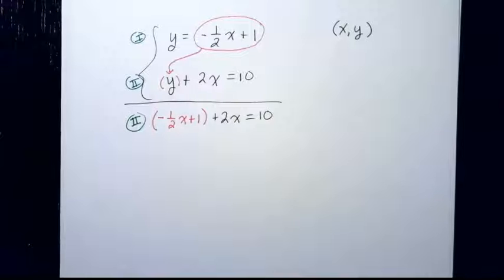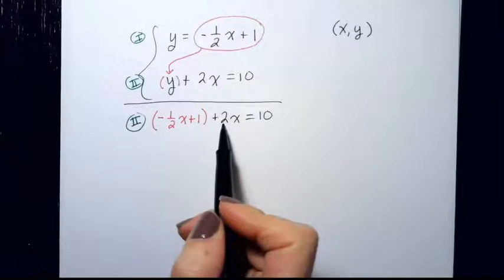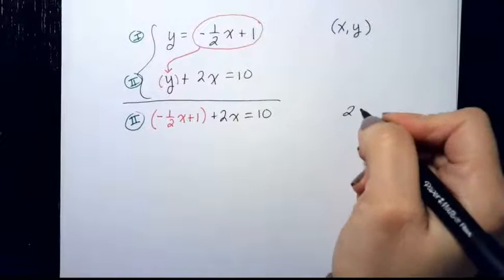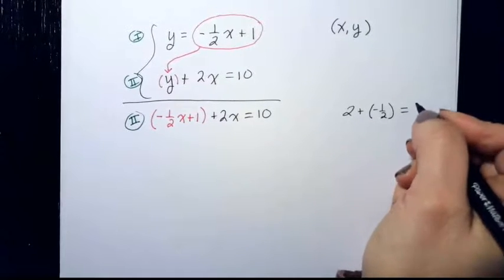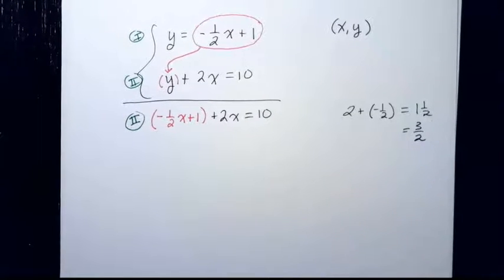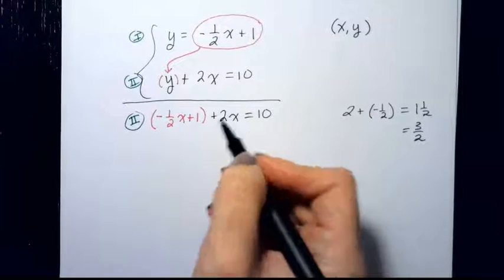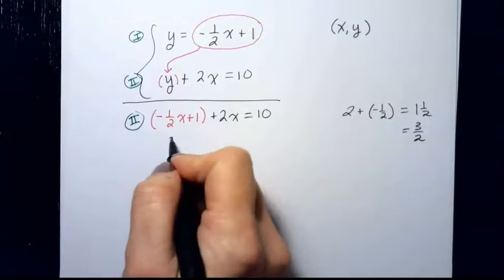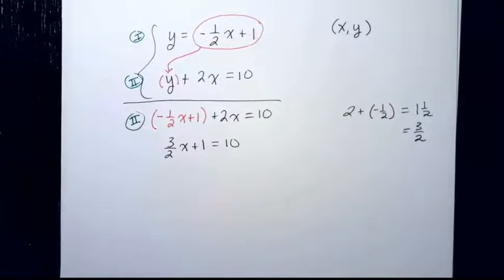Now I don't have anything that's multiplying y. There is no coefficient for y, so I can get rid of those parentheses and combine any like terms. So negative 1/2 x plus 2x, I'm thinking 2 plus negative 1/2, or 2 minus 1/2 is 1.5. 1.5 can be written also as 3/2. We want to keep improper fractions as opposed to mixed numbers. You could use a decimal in that case. So that's just combining those two like terms. 3/2 x plus 1 equals 10.